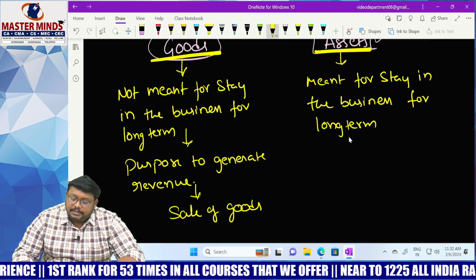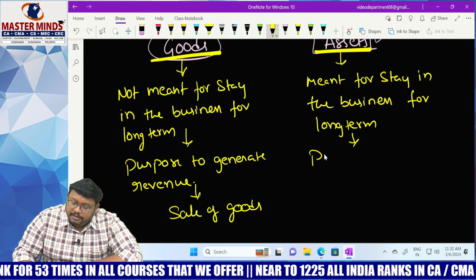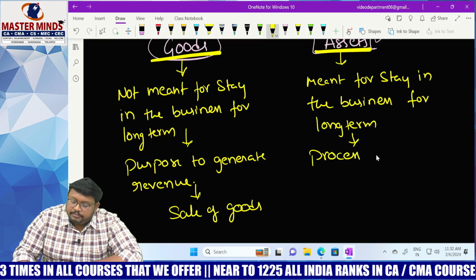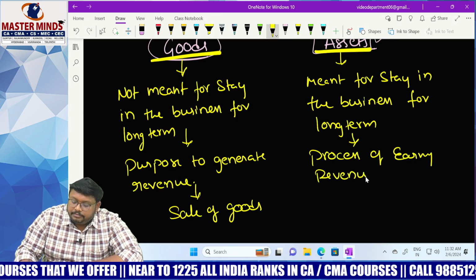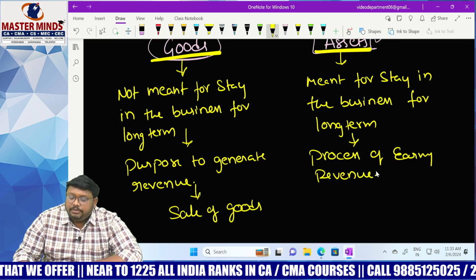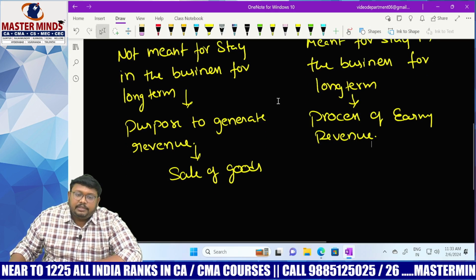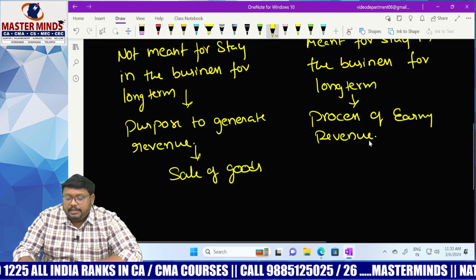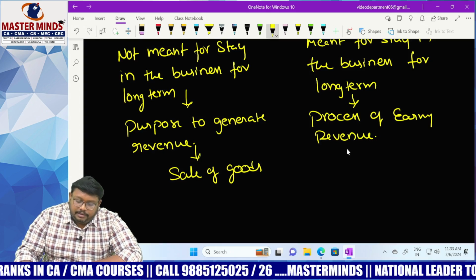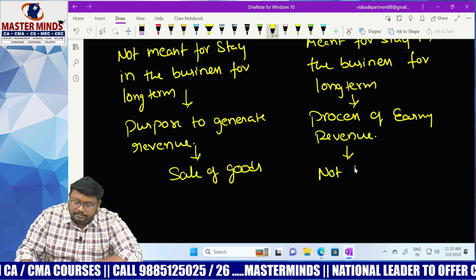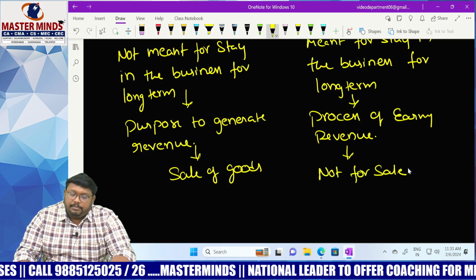While coming to the assets, it is a process to earn revenue. Assets are held, and it is a process of earning revenue. For example, as I told you, some shops display the features and all the things in order to get more sales, and for customer comfort, they keep some furniture in it. And all these things are in the process of generating the revenue. And it is not for sale. Assets are not for sale. They want to use them in the business, and they are not meant for sale.